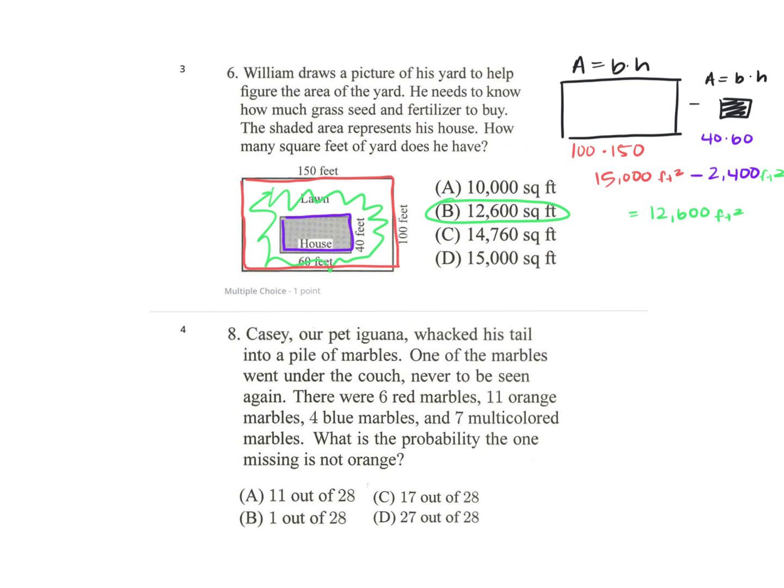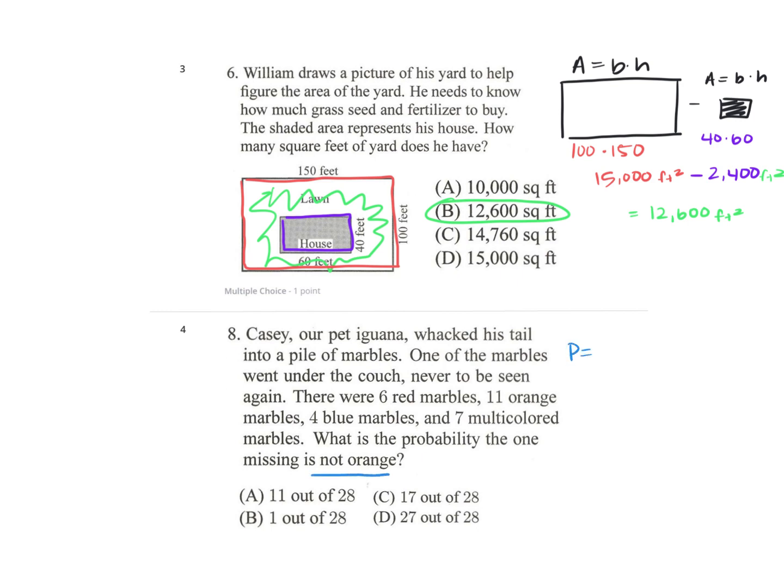Number 4 here is a probability scenario. It says that Casey, our pet iguana, whacked his tail into a pile of marbles. One of the marbles went under the couch, never to be seen again. There were 6 red marbles, 11 orange marbles, 4 blue marbles, and 7 multicolored marbles. What is the probability that the one missing is not orange?